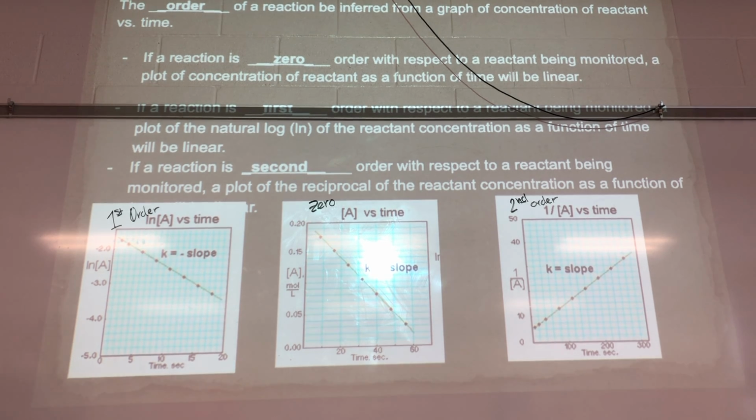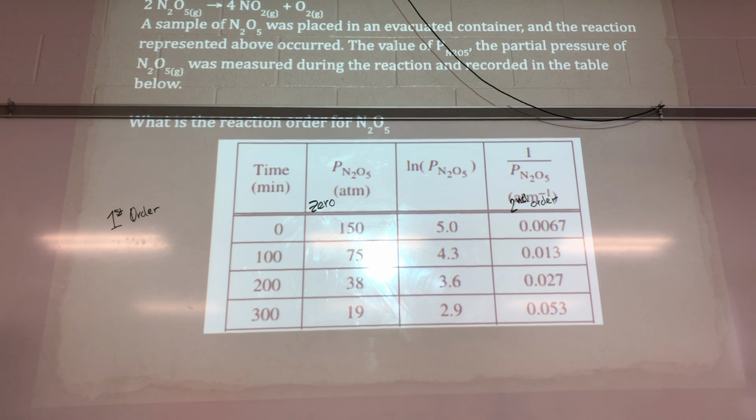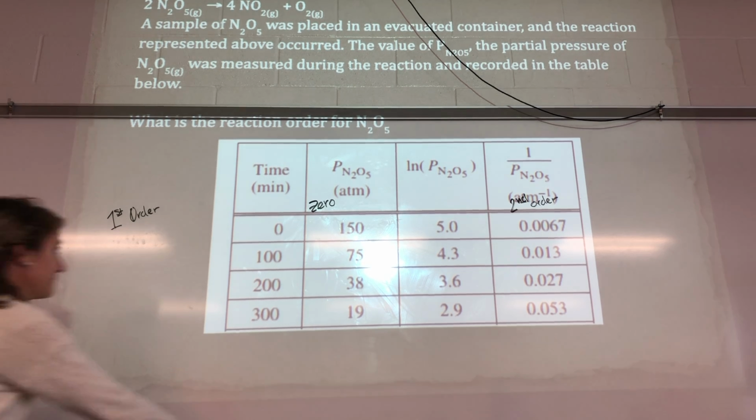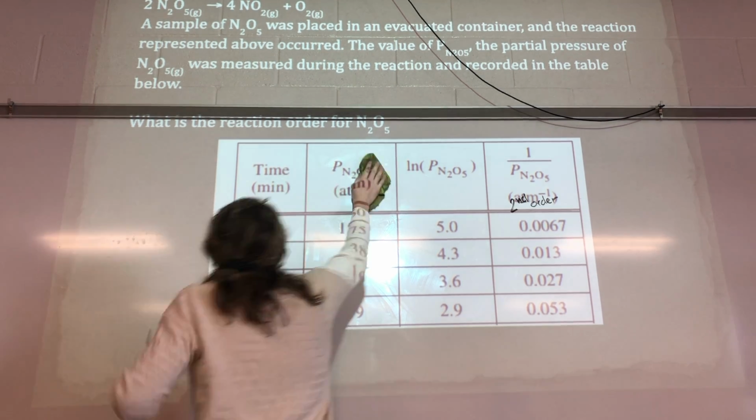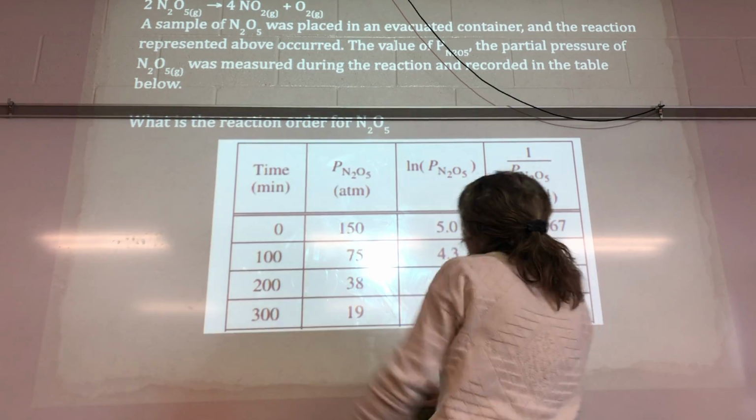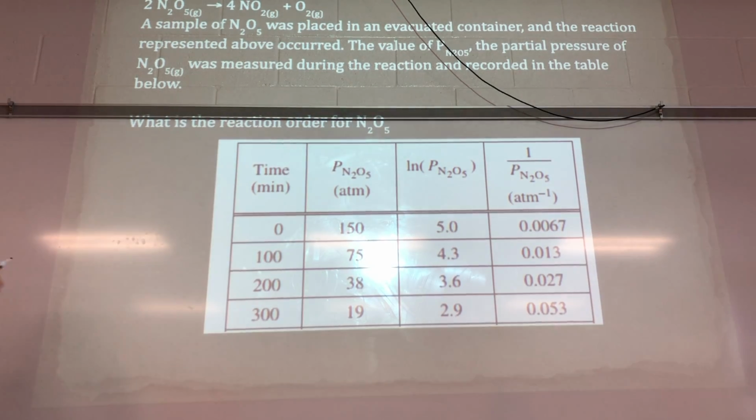Okay, thanks guys. Okay, so here's an example of a type of question that you can see on an AP test and how you analyze the results. The question says, we have the reaction up there. The sample is placed in an evacuated container and the reaction is represented above. The pressure is measured during the reaction and then recorded in the data table below.